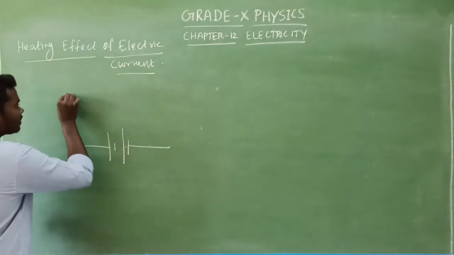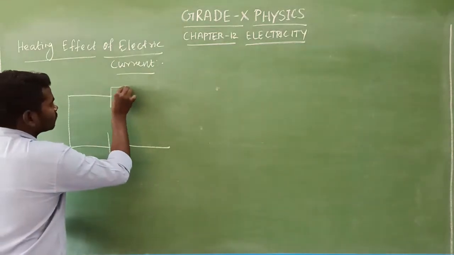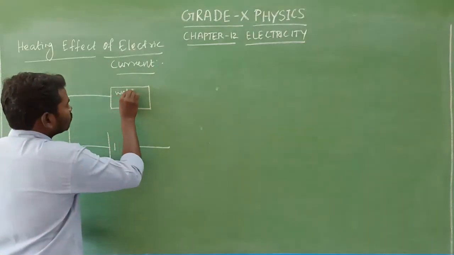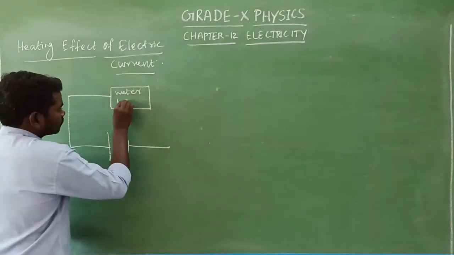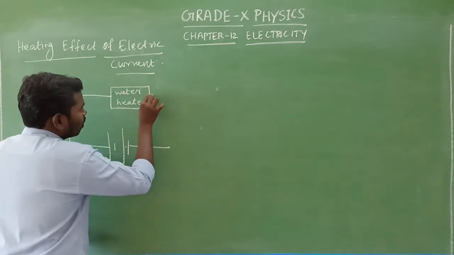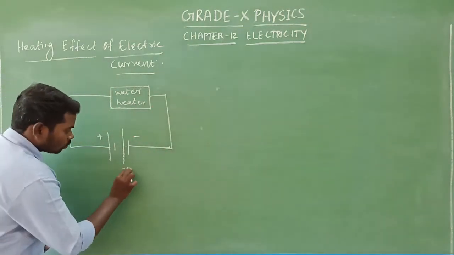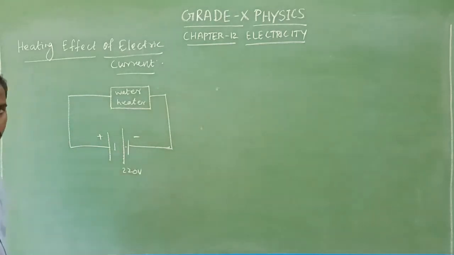Consider an electric circuit. We have connected a water heater along with the two terminals of the battery. We apply a 220 volt potential difference.